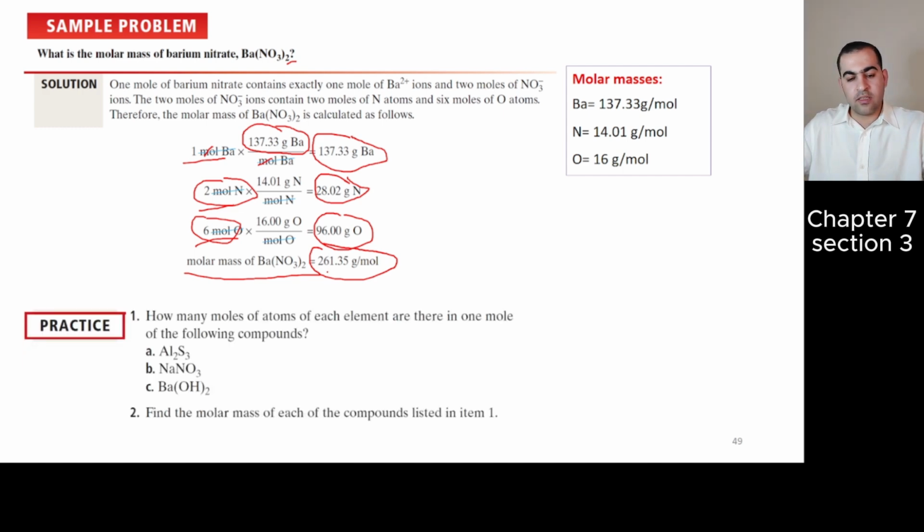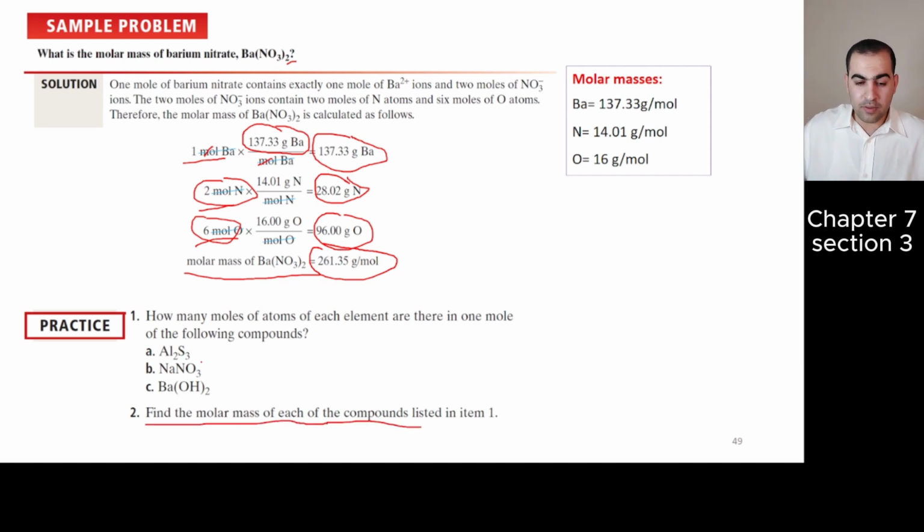Here, guys, it says how many moles of atoms of each element are there in 1 mole of the following compounds. It's like when you say molar mass, it means 1 mole of it. In 1 mole of aluminium sulfide, we have 2 mole of aluminium, 3 mole of sulfur. In 1 mole of sodium nitrate, 1 mole of sodium, 1 mole of nitrogen, 3 mole of oxygen. Here we have 1 mole of barium, 2 mole of oxygen, 2 mole of hydrogen. So it's just information to find molar mass. That's why it says find the molar mass of each of the compounds listed in item 1.